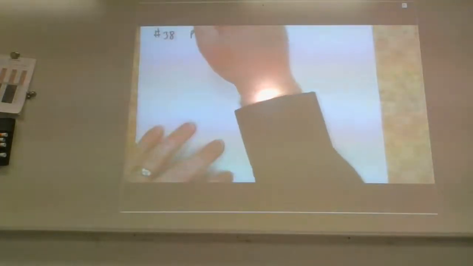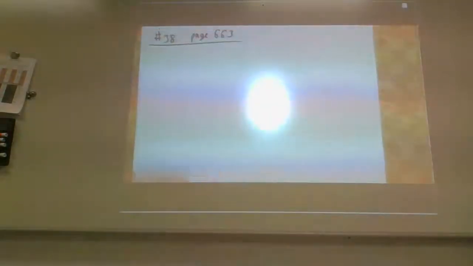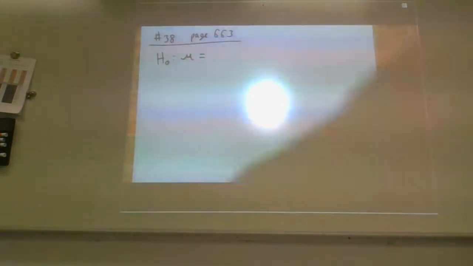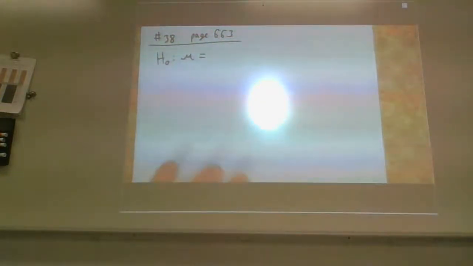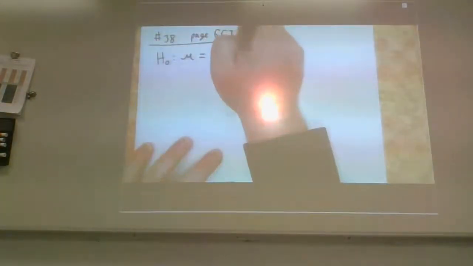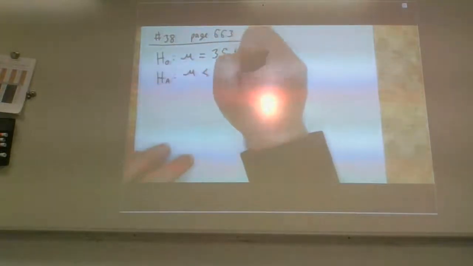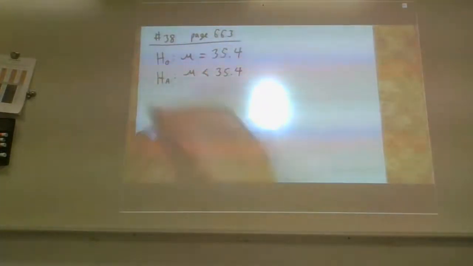On page 663. If I was going to come up with a hypothesis, I would say that the null hypothesis is that the weight of the bags of Fritos is 35.4. That is the advertised claim, the claimed weight of the bags of Fritos. And is there evidence that the mean weight of bags is less than advertised, meaning the alternate hypothesis would be less than 35.4? That would be an appropriate hypothesis there.